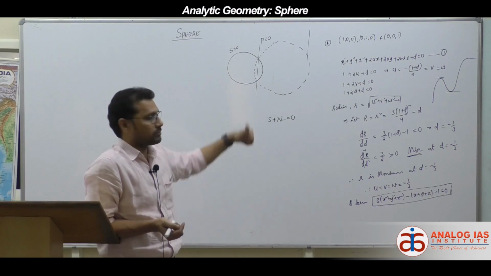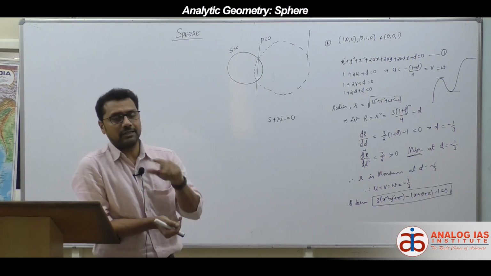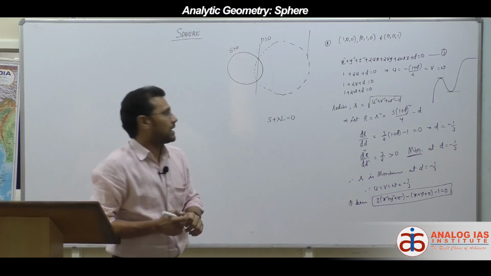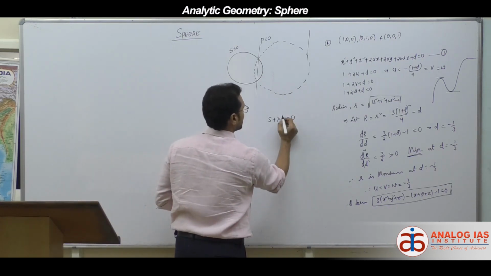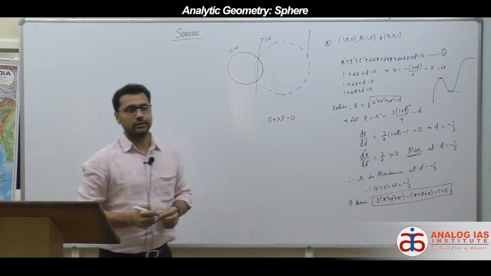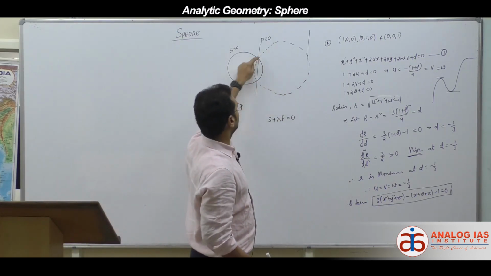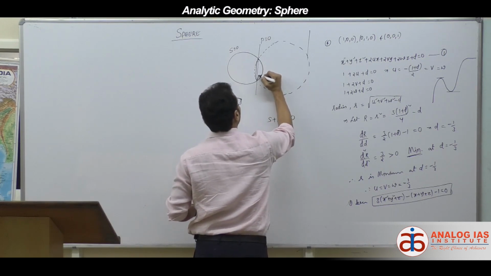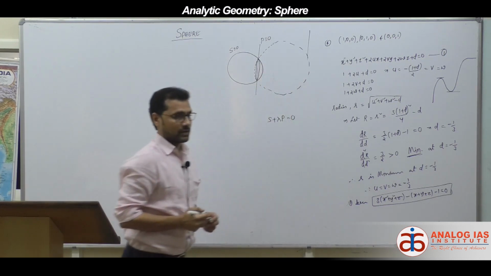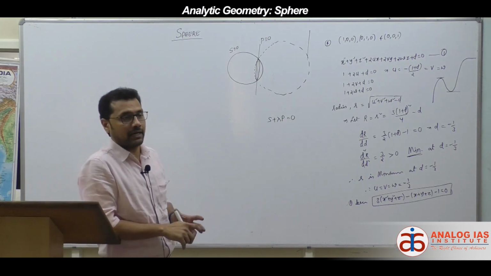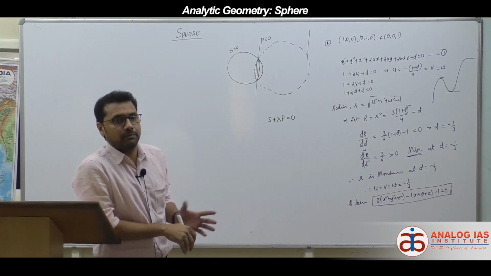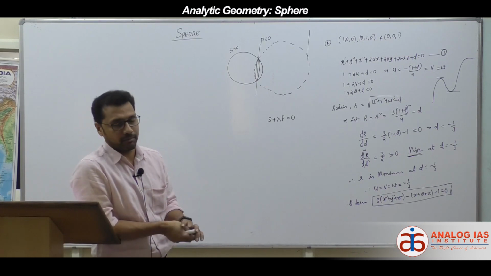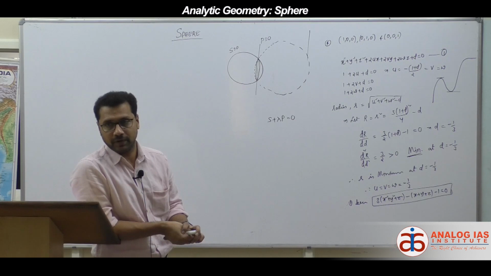One type of question is something to do with this. Any sphere passing through that circle of intersection of sphere and the plane is given by S plus lambda P equal to 0. Any sphere passing through the circle, here actually you will get a circle basically. It's a circle of intersection when a plane and a sphere intersect. Any sphere passing through that circle of intersection is always given by S plus lambda P equal to 0, right?